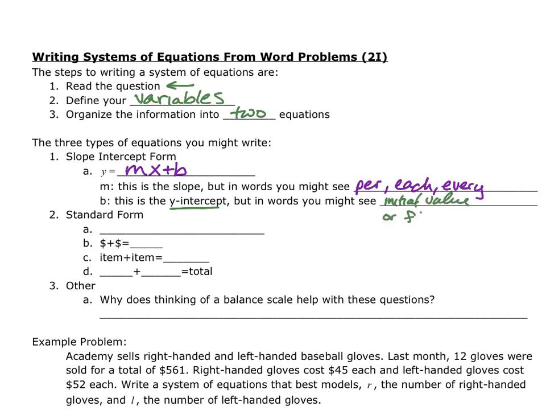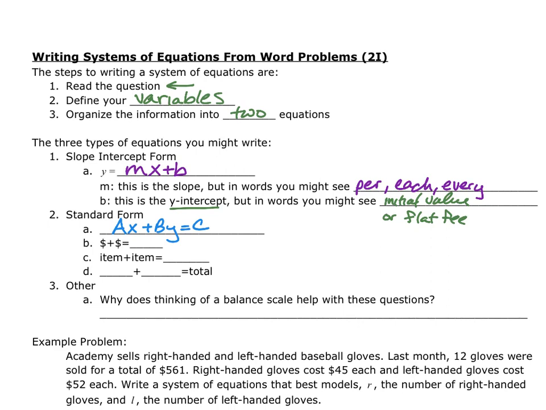If you're writing it and you have a b, that's the y-intercept, but in words you might see initial value, or flat fee, or one-time fee, something that's happening only once. It's my initial value, or what I'm starting with. The next type of equation you might see is standard form, which based on your formula chart is ax plus by equals c, where you just have to pick the a, b, and c numbers.